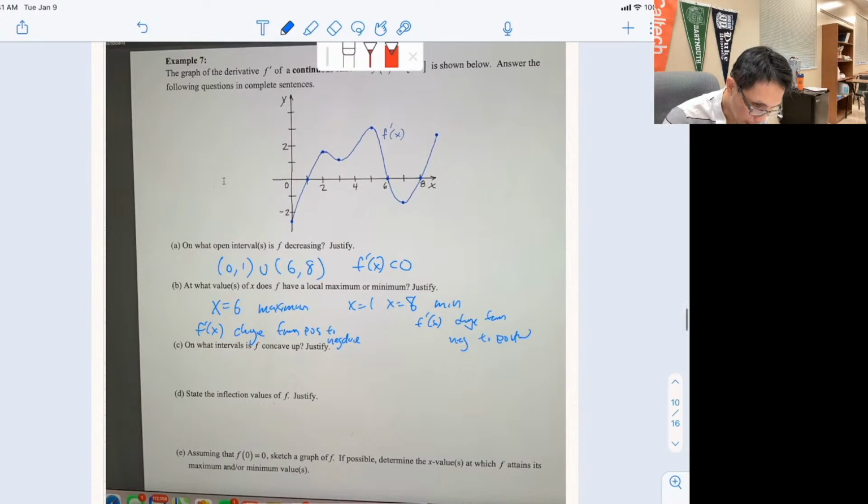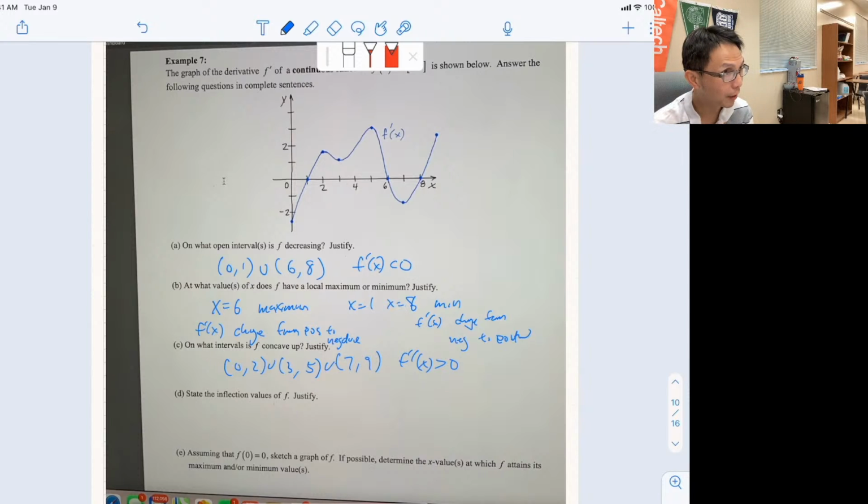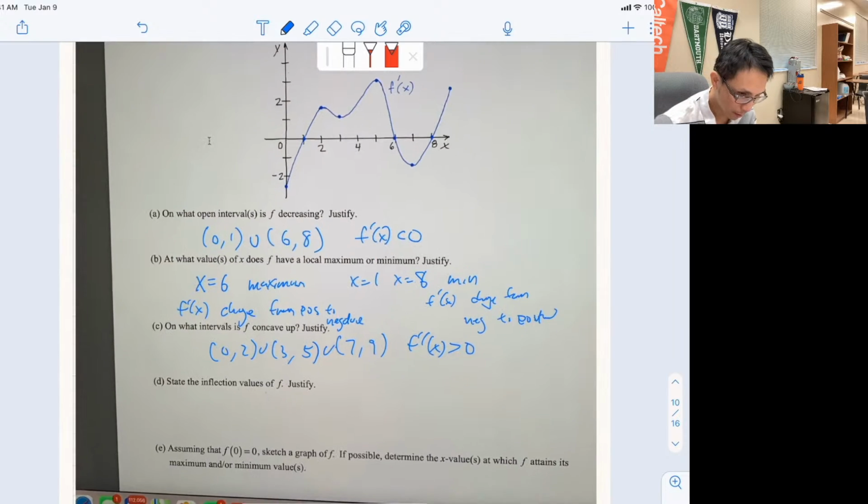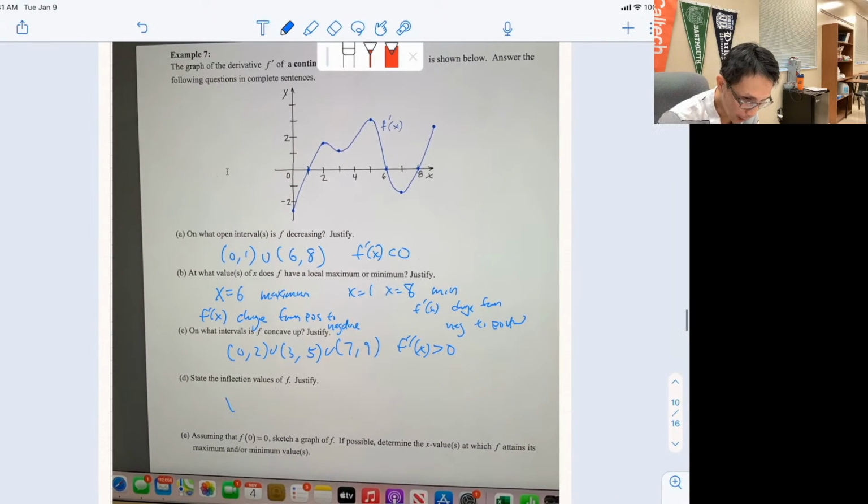Concave up is going to be, I believe, 0 to 2, 3 to 5, and then 7 to 9, union. Justify because f double prime of x is greater than 0, and that's how you justify. Am I doing okay? Did I make a mistake? Inflection points are x equal to 2, x equal to 3, x equal to what?